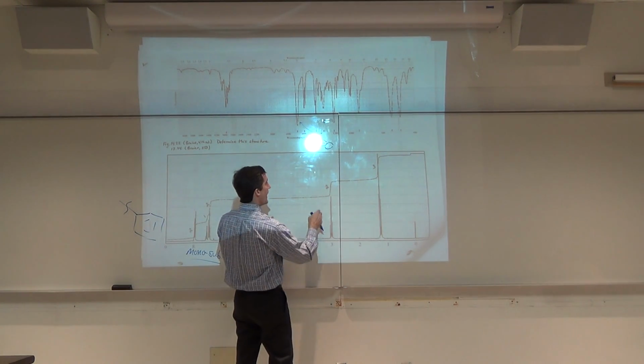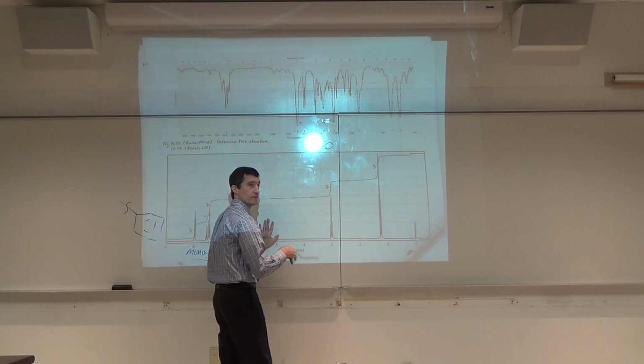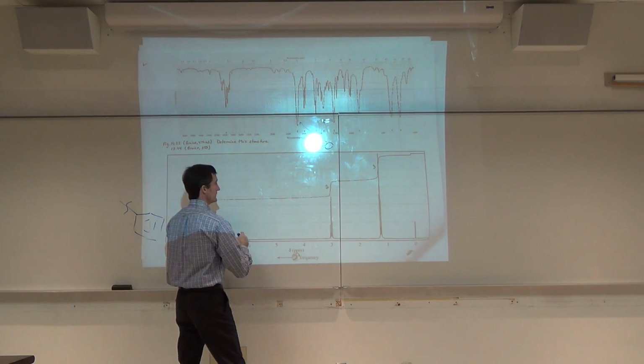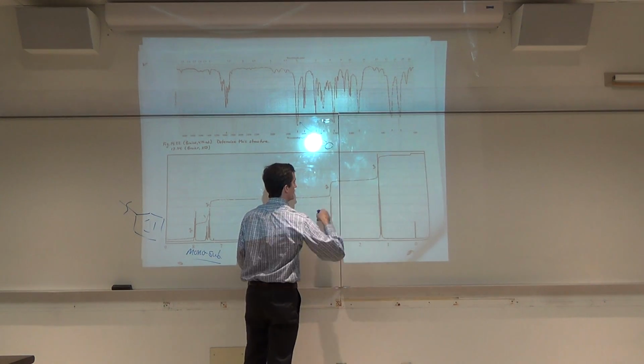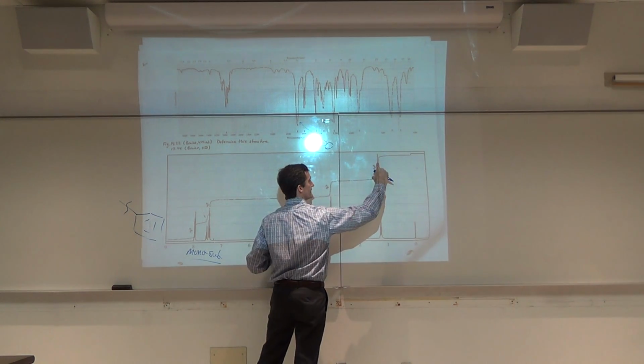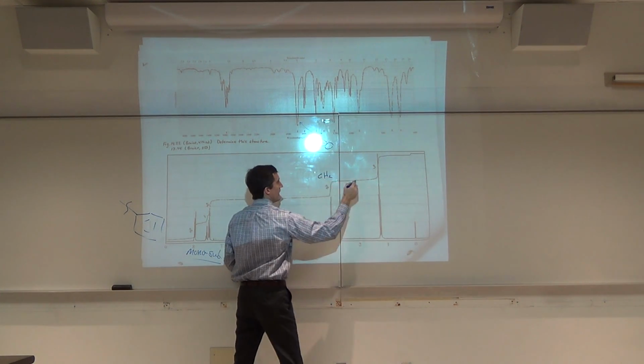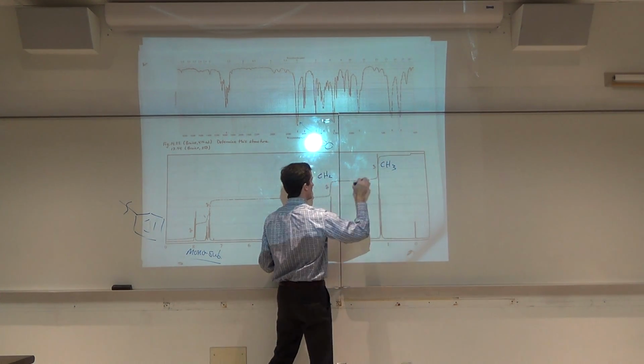What do we got here? I'm giving you the integration. Well, that's a giveaway. Already telling you what the integration is. We didn't have to measure it, right? 2 and 3. But if you had to, you could say, hey, that's like 1.5 longer than that. So this is a CH2, and that's a CH3. Most likely.